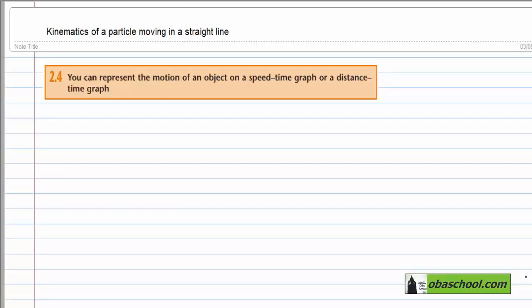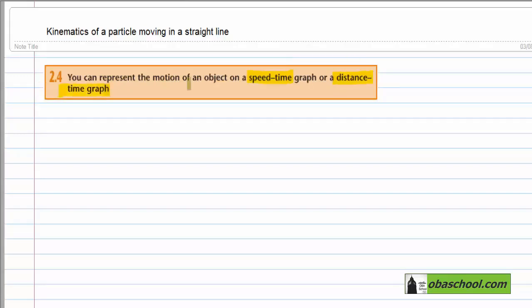Hello guys. In this lesson, we will continue our discussion of Chapter 2, Kinematics of a Particle Moving in a Straight Line. This is point 2.4. You can present the motion of an object on a speed-time graph or a distance-time graph. This means that we can construct a graph that illustrates the motion of an object moving in a straight line by plotting the speed of the object versus the time of motion in a speed-time graph, and the distance that the object passes versus the time of motion in a distance-time graph.